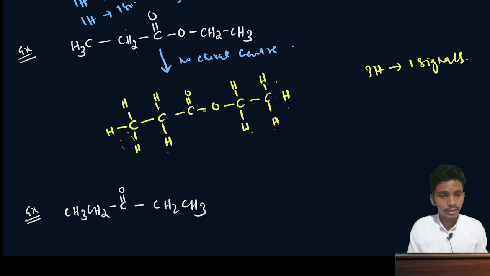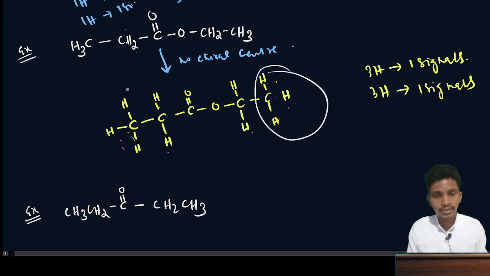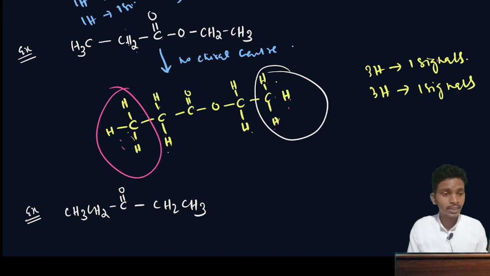Okay, and for this 3H we will get another 1 signal, because this 3H and this 3H are different. So for this 3H we get 1 signal, and for this 3H we will get another 1 signal. Now for this 2H, after replacement of one hydrogen, we will get an asymmetric center, a chiral center.